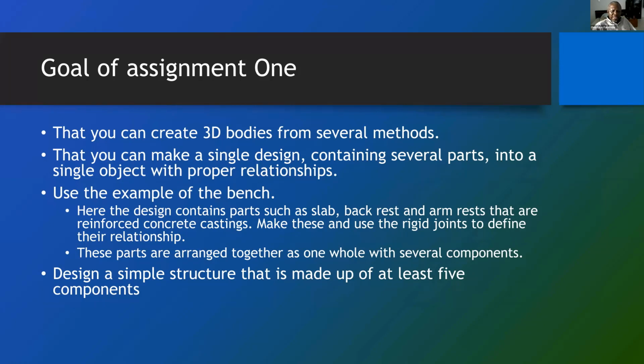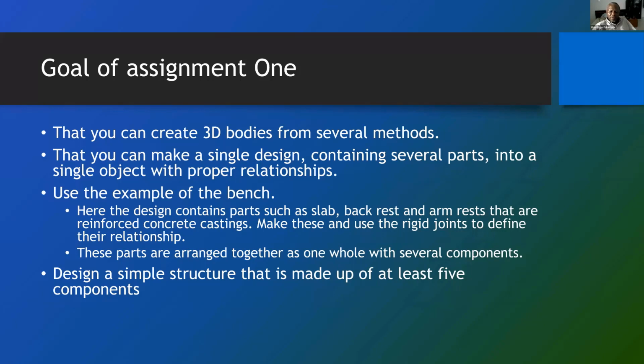You use the example of the bench, which you are given. Here, the design contains parts such as slab, backrest, armrest that are reinforced concrete castings, as well as support at the base support. You can make these after copying my example, and if you have not yet done so, some people I know have already gone beyond this.